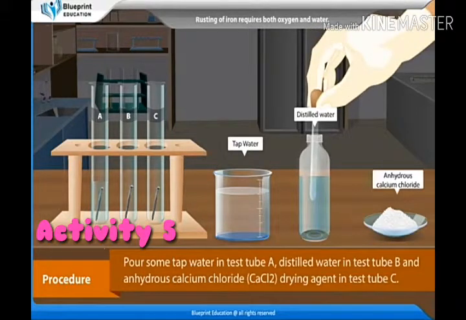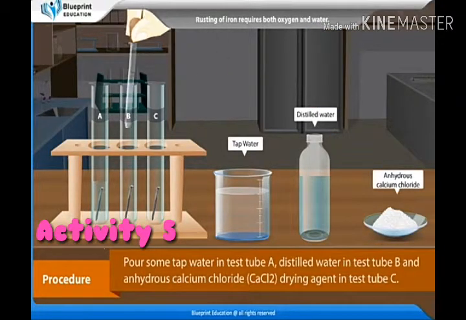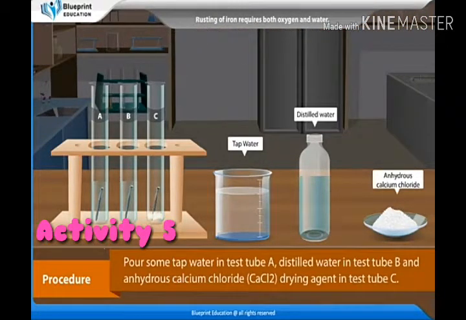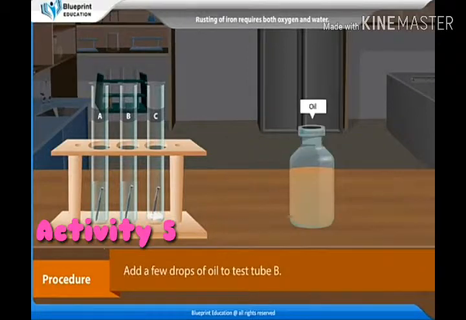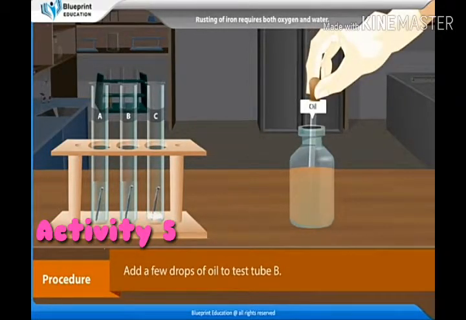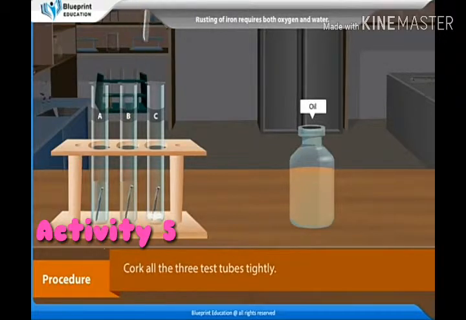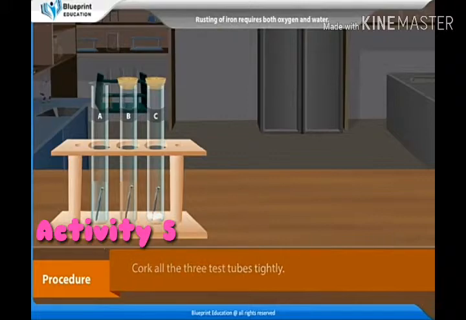Distilled water in test tube B. And anhydrous calcium chloride drying agent in test tube C. Add a few drops of oil to test tube B. Cork all the 3 test tubes tightly. Leave the setup undisturbed for 2 days.